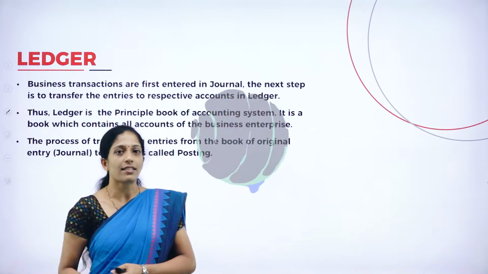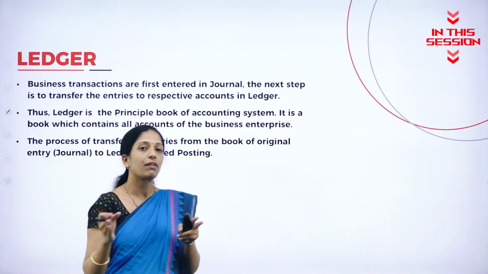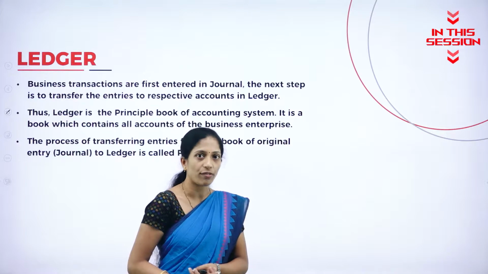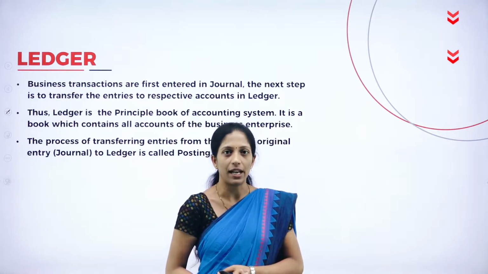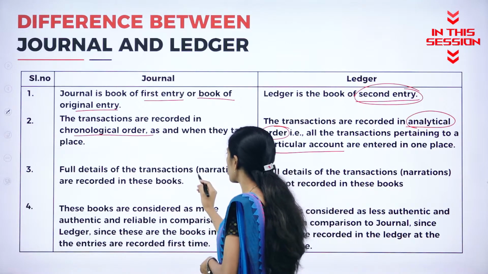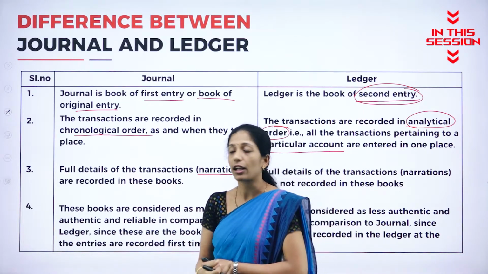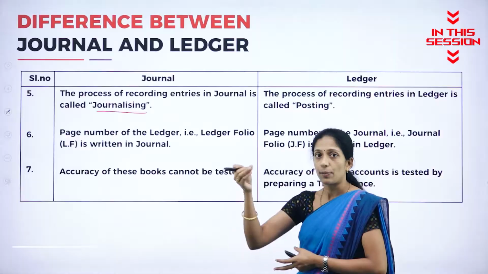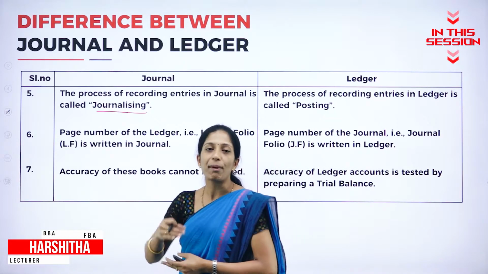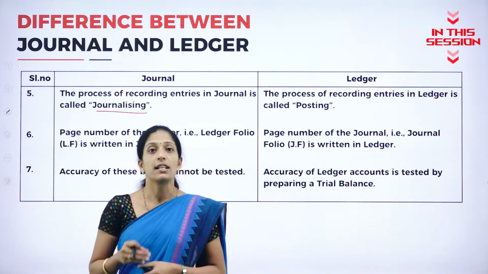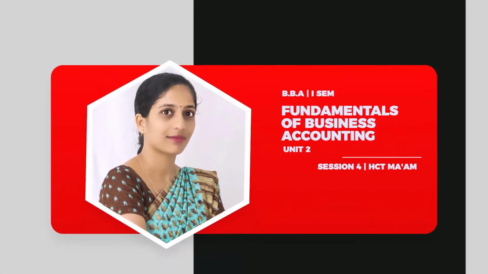As and when the transaction takes place in the business, it will be immediately recorded in the books of account. Where that book is called as what? Book of original entry. Full details of the transaction, that is narration, are recorded in these books. The process of recording the transactions in a chronological order, one by one in journal, is called as what? Journalizing.